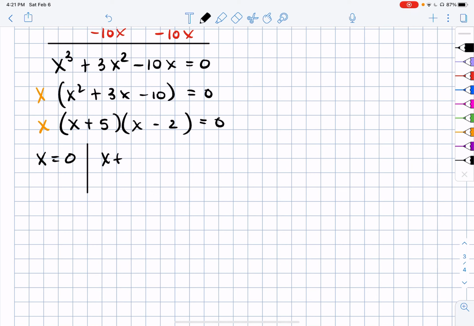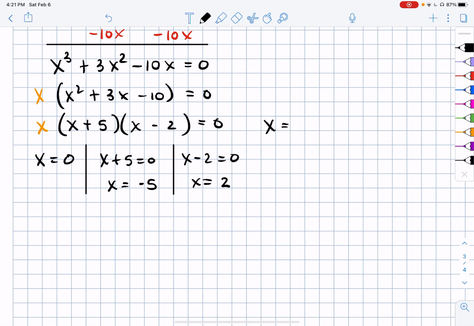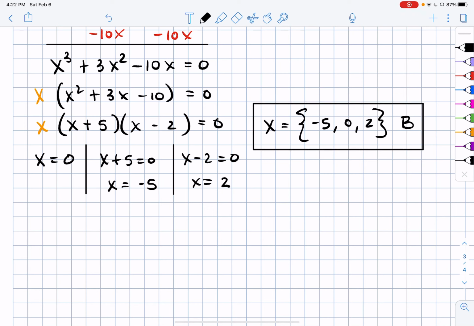We get x plus 5 equal to 0, and I also have x minus 2 equal to 0. So I have x equals 0, x equals negative 5, and x equals 2. So x equals negative 5, 0, 2. All right? And that is going to be choice B.